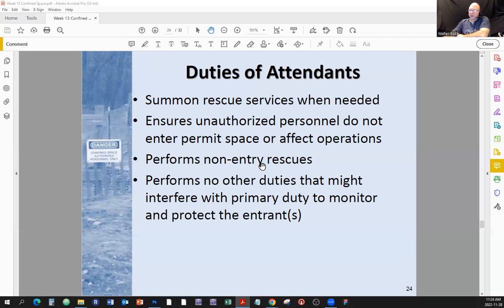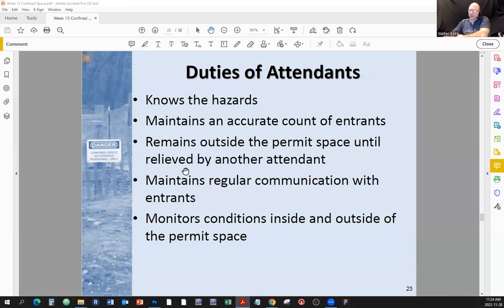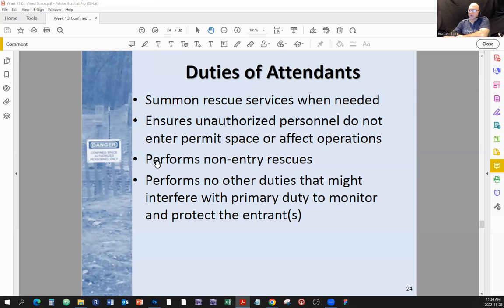The attendant performs non-entry rescues. That's the second time it's mentioned. You see here, the attendant remains outside the permit space, and that goes together with performing non-entry rescues. That is part of the job that is being done on the confined space. And I just explained the reason on the slide before. When something happens, you don't know whether it's something that can overwhelm you as well if you're the attendant, and then there are two people down and no one to call for help.